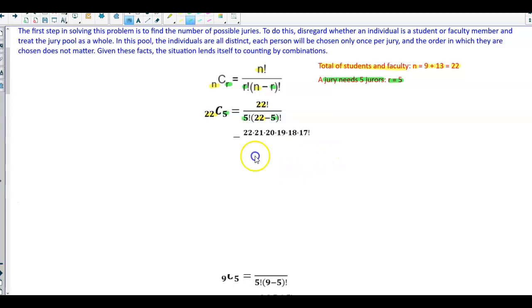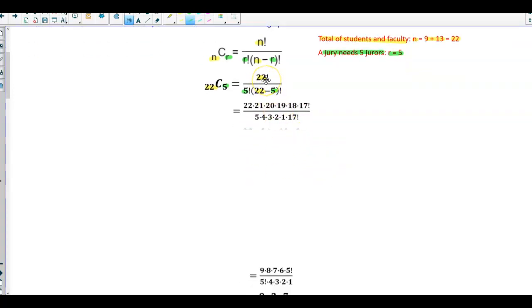So now we're going to go ahead and solve. Okay, we know that we have 22 factorial divided by 5 factorial times 22 minus 5 factorial. So we're going to do what's inside the parentheses first, because 22 minus 5 gives us 17 factorial, which then tells us in the numerator, we just need to go to 17 factorial. So we go 22 times 21 all the way to 17 factorial. And what this allows us to do is that we can simplify that 17 factorial to 1.